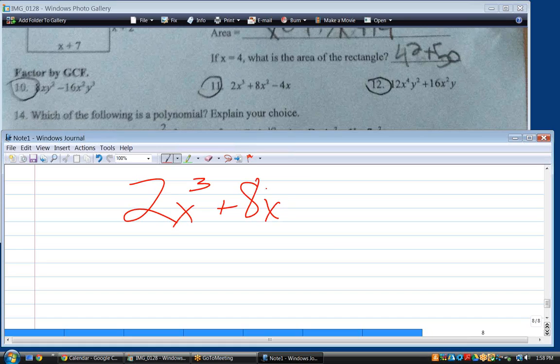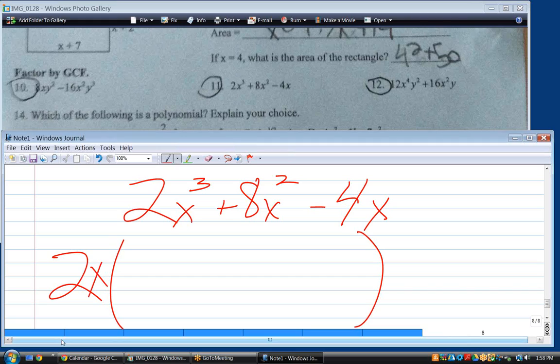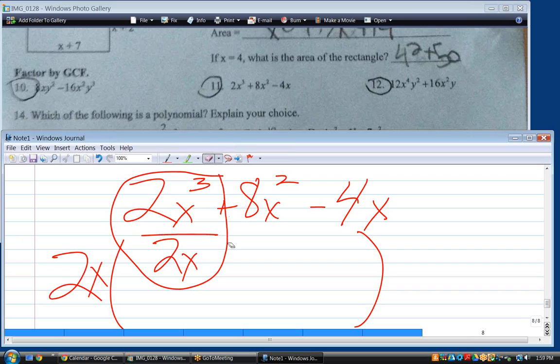What's the greatest common number that goes into each of these? It's 2. What's the greatest letter? Could be a variable. Could be x. Once I divide each term by 2x, what do I have left? You have a 1x. Hold on, what's that? Would there be x cubed? Yeah, x squared.